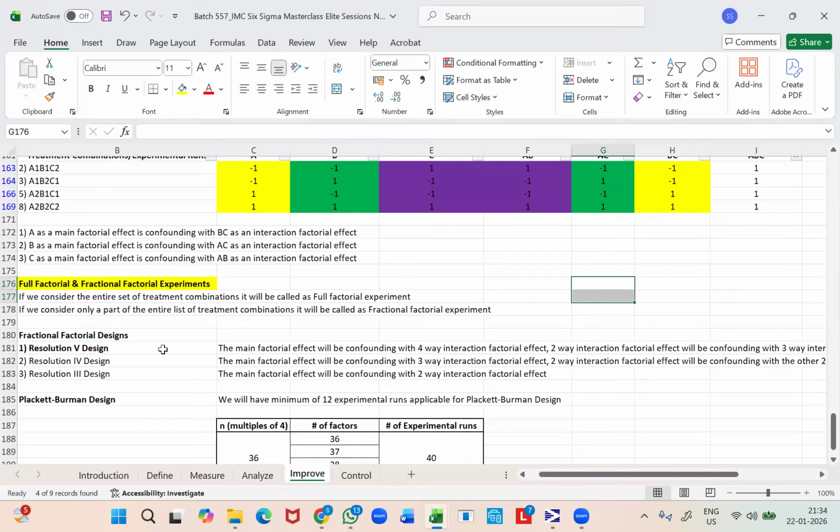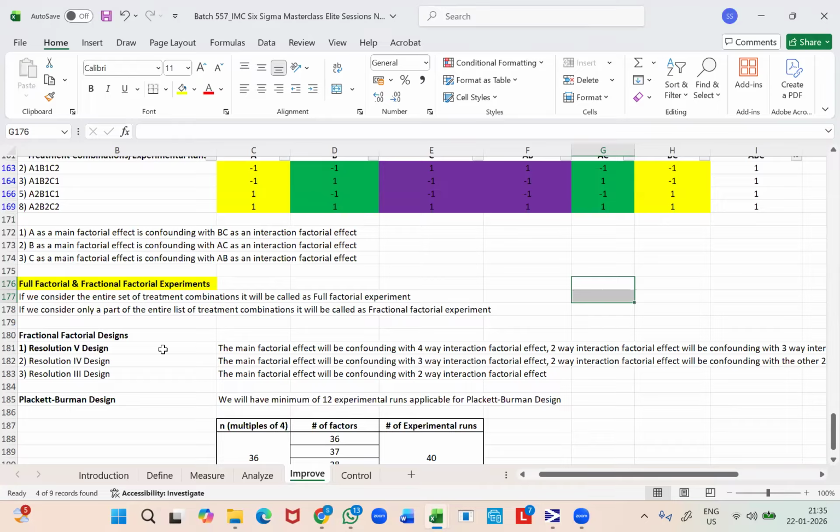So we cannot afford to consider the entire list of treatment combinations. We need to consider part of the entire list of treatment combinations, and then that will become the fractional factorial experiments, right? So a couple of fractional factorial designs that we need to be aware of, because you can get questions on this in the final assessment.